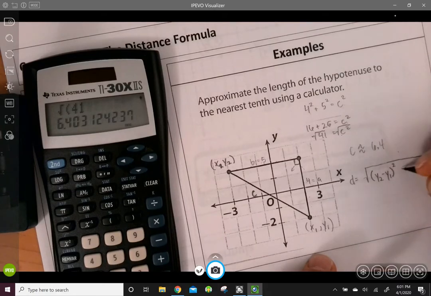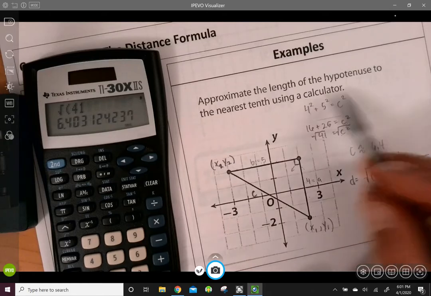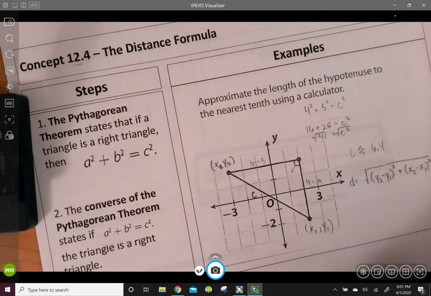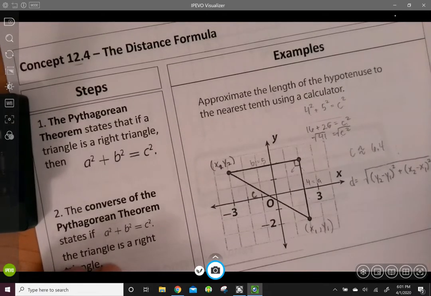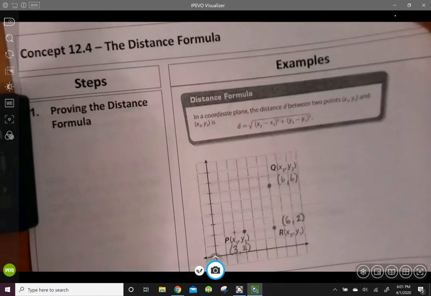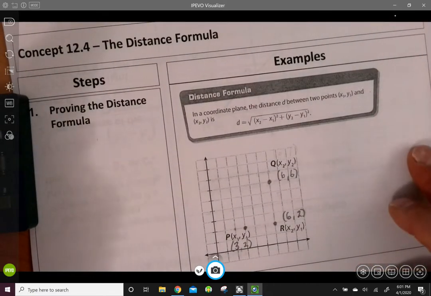And then I square that value and add the difference between x sub 2 and x sub 1 and square that. That's going to give me the distance. And it's basically doing the same thing we did here with the Pythagorean theorem. We're going to connect all this stuff here. So I'm going to go to the next page. I'm going to flip right over here. You guys are following along with me. It says proving the distance formula.